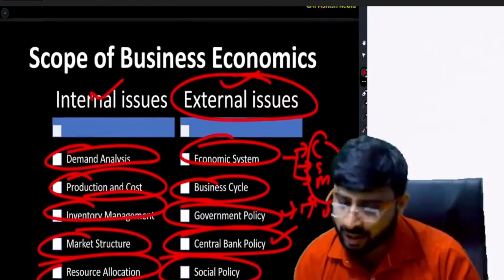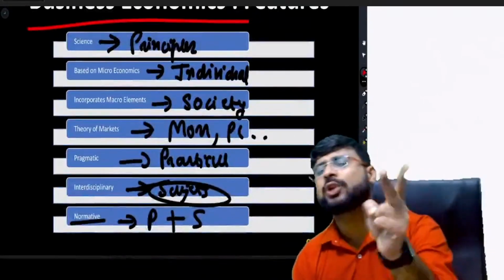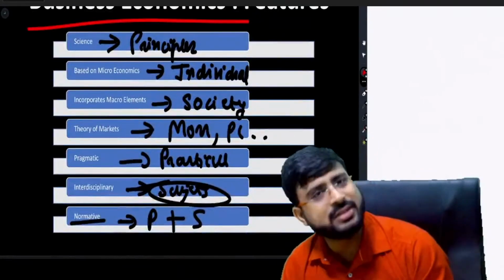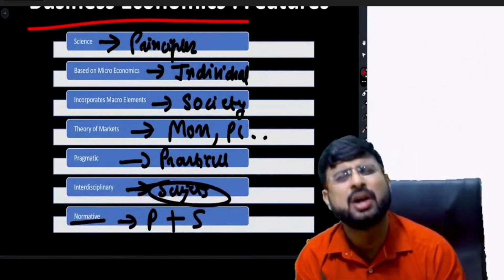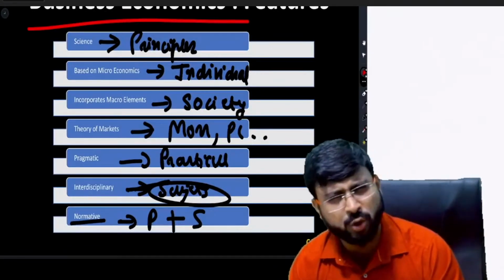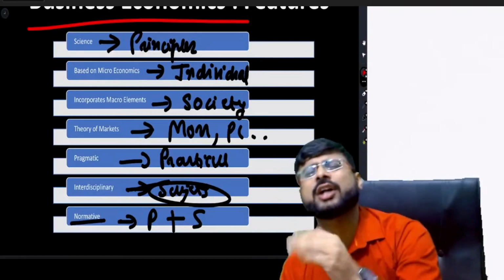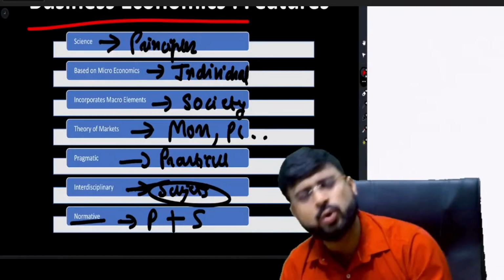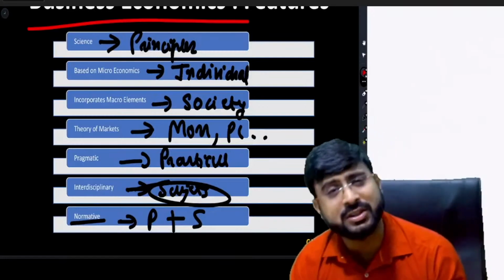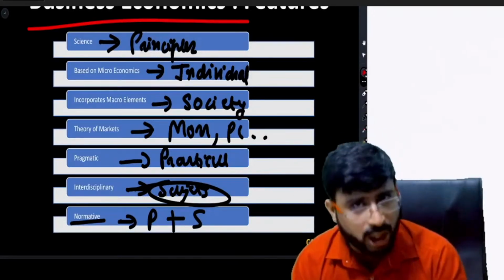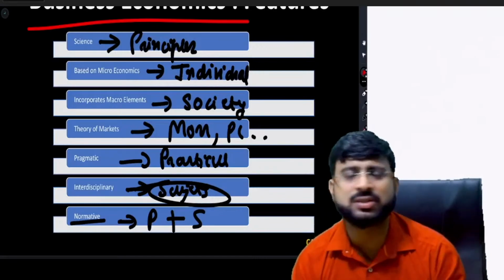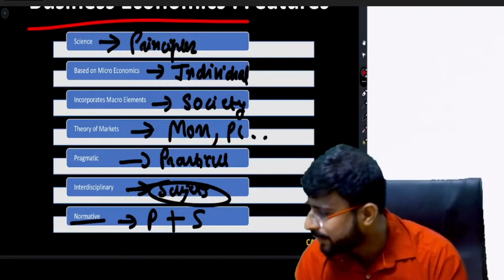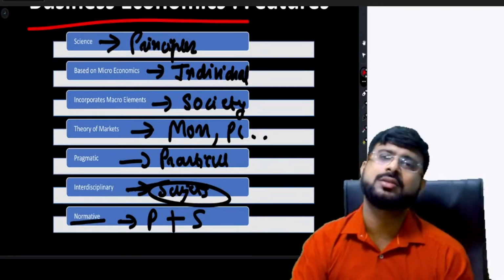So to summarize it, now I will speak a little faster. There are two types of scopes where business economics can be used, both internal and external. In internal, we talk about demand, production, cost, inventory management, issues like this. And when we talk about external scope, we talk about items like economic system, trade union rights, social policies, stage of business cycle, type of economic system, items like this. I hope it is crystal clear, everyone.